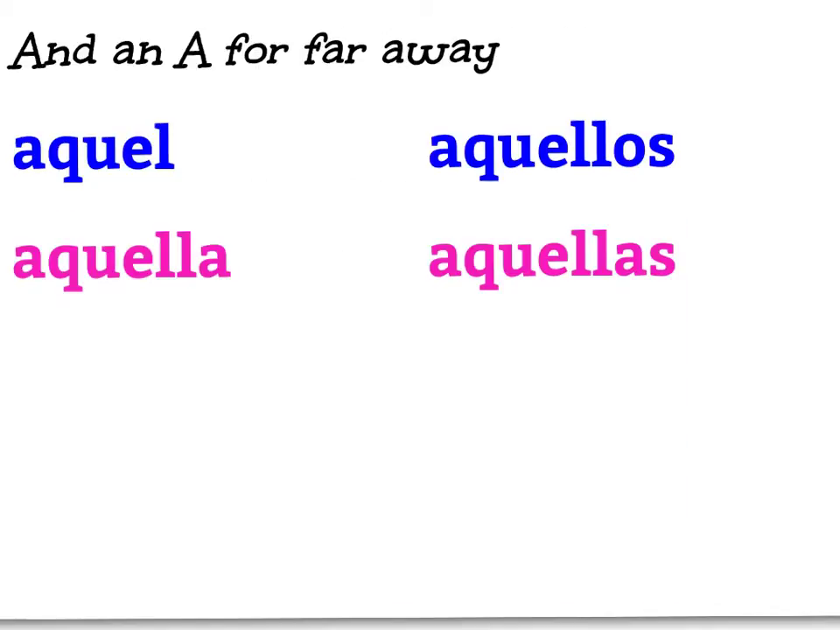Now these are probably the new ones for you. And an A for far away. So if I wanted to say that girl over there or that dog barking over there, I would use aquel. That's the furthest one away. So aquel for the masculine singular, aquellos for the masculine plural, aquella, then aquellas for the feminine.